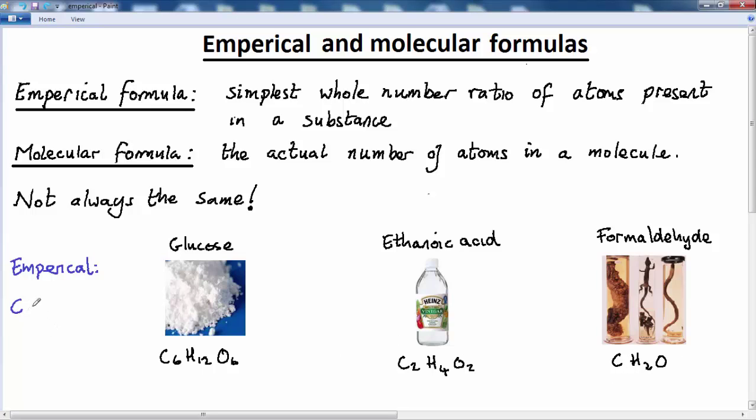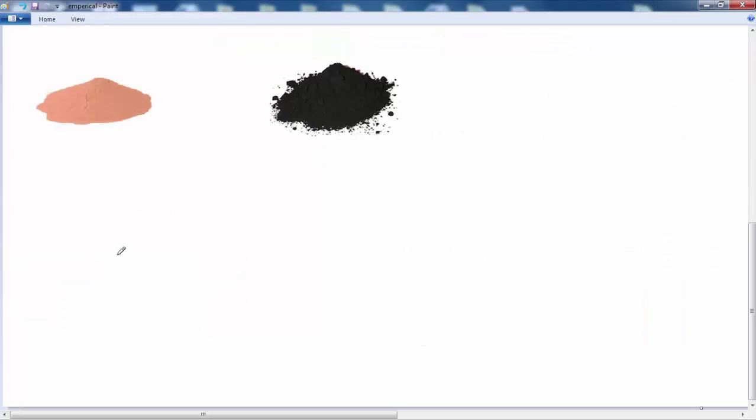So we can say that the empirical formula for glucose is CH2O, and the empirical formula for ethanoic acid is CH2O, and the empirical formula for formaldehyde is CH2O. So they all have the same empirical formulas but different molecular formulas. Okay, let's look at how we can calculate the empirical formula of a substance.